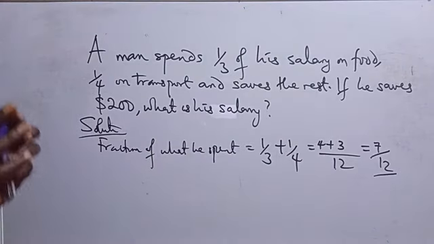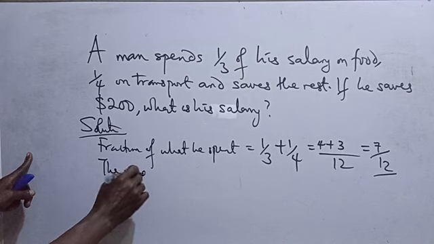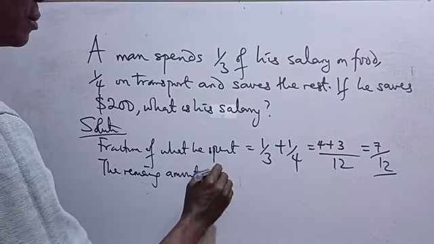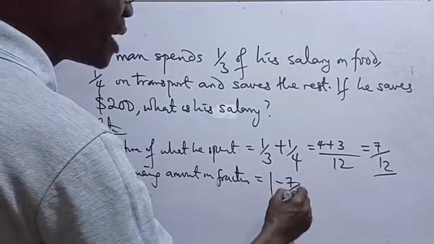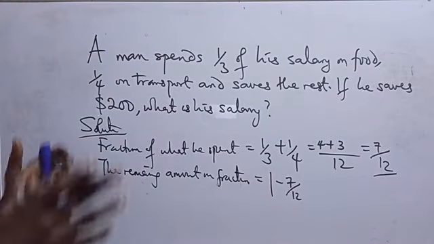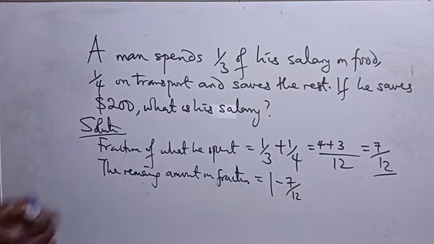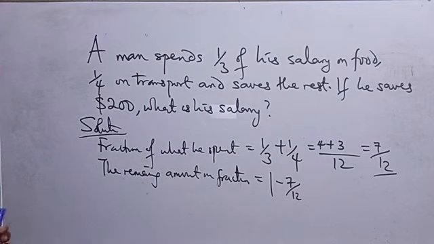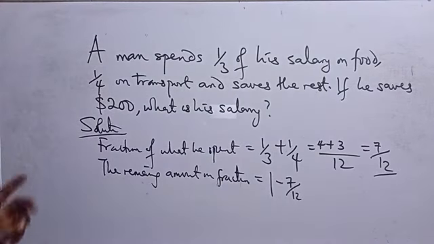So let's find the amount in fraction of what is left. The remaining amount in fraction will be 1 minus 7/12. You are asking me, how did I get 1? You assume that the total fraction of his salary is 1. So we assume the total amount of salary in terms of fraction is 1, and he has spent 7/12 out of it. So that means the remaining will now be 1 minus 7/12.